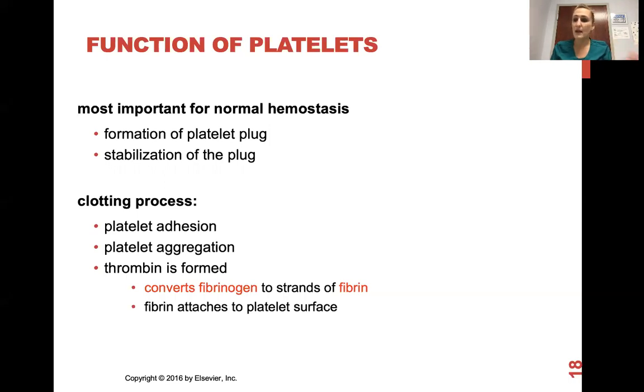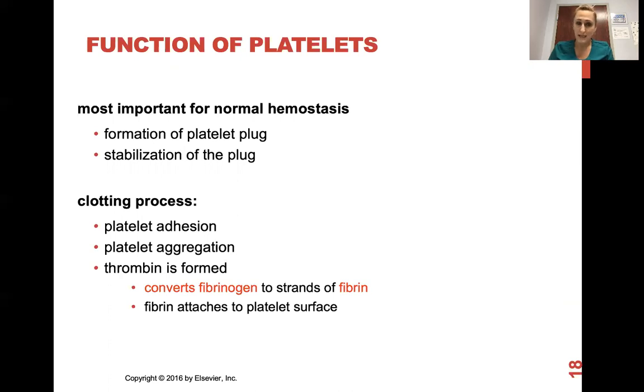and they head to the location that the enzyme is calling them to, essentially. At the same time, because of the presence of thrombin, thrombin is formed and it converts fibrinogen to strands of fibrin. So fibrinogen is a soluble plasma protein. It's floating around in the plasma all the time. It's water soluble, but in the presence of thrombin, it turns into fibrin. And fibrin is an insoluble substance, and it turns into strands. And that fibrin attaches to the platelet surface and essentially makes a cement. So that's that stabilization of the platelet plug.